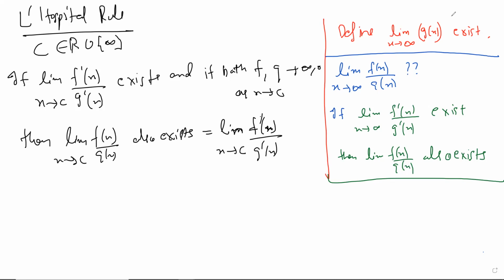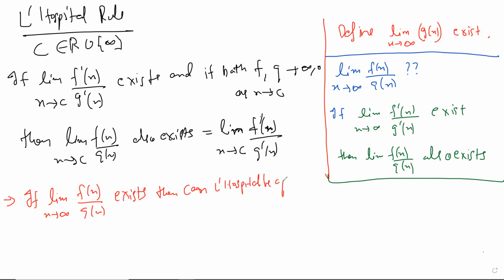Okay, so here is my question. This is slightly, let's see, it's not a problem. The question is, if the limit as x tends to infinity of f(x) by g(x) exists, then can L'Hopital's rule be applied? Is this true in general, that whenever the limit exists, can L'Hopital's rule always be applied, or are there any legal obstructions to that?